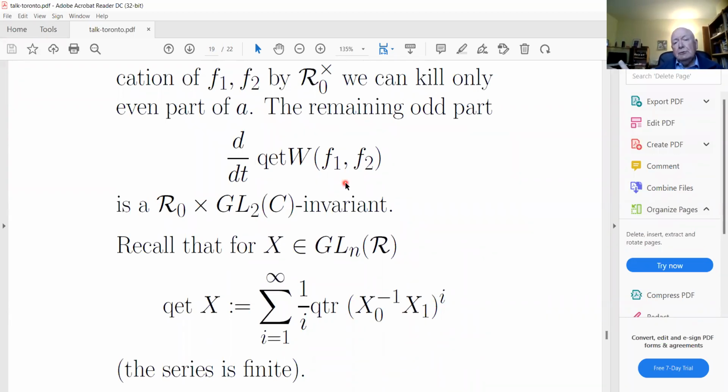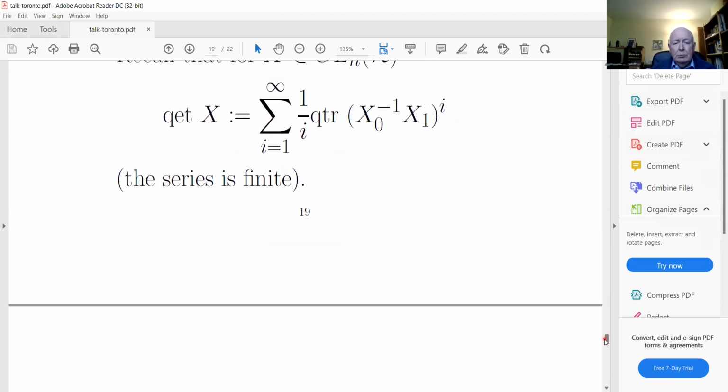And so this is actually, again, some sort of a Schwarz-like invariant, but all I can say right now is just to give you this formula.